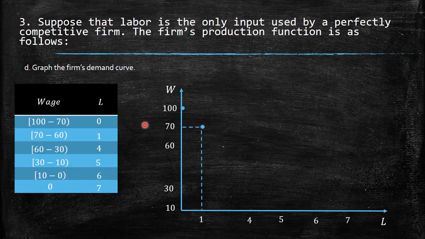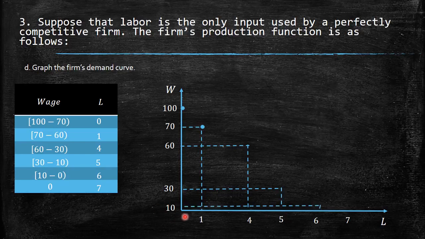Automatically I won't hire anyone else until the wage equals 70, where I start and hire one guy. Then when the wage is equal to 60, I will hire four guys. Then when the wage is equal to 30, I will hire five guys. And when the wage is equal to 10, I will hire six guys. And when the wage is equal to 0, I will hire seven. So then I just join the points. Here will be the first part, and we can understand that because if the wage is from 70 to 100, I won't hire anyone. And then this one should be 1, then 4, 5, 6, and 7.